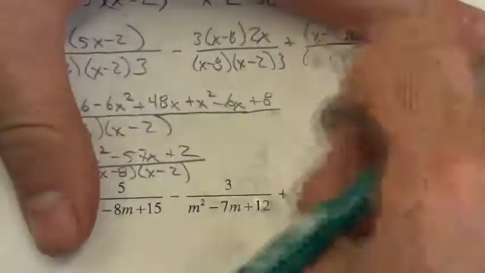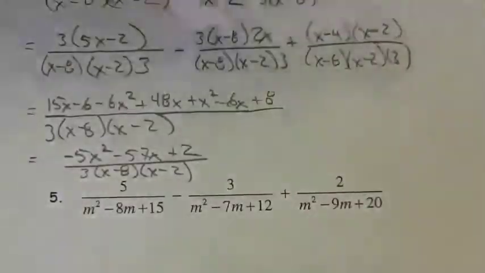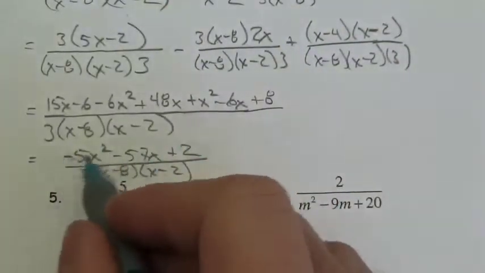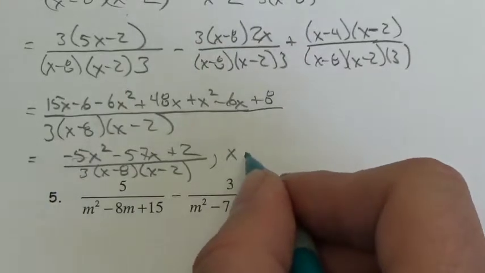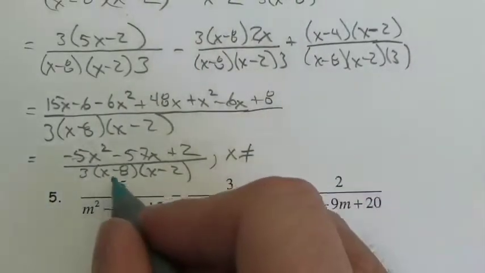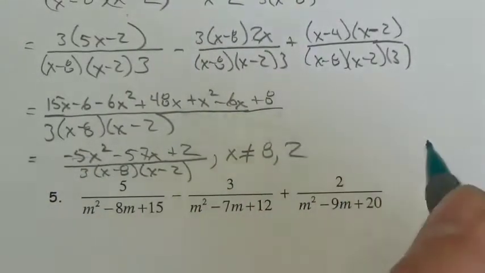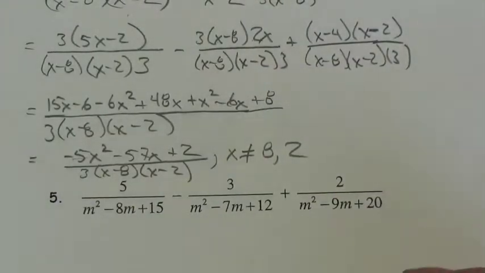Now I could take out that common negative that's out front here, but that's really not going to make much of a difference here. So I'm simply going to state that x cannot equal positive 8 or positive 2. Okay, there we go.